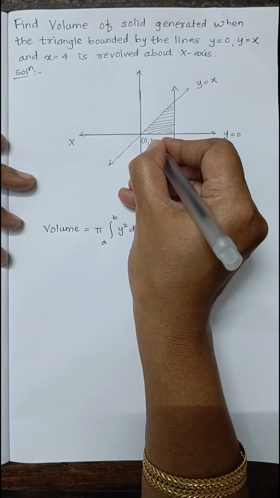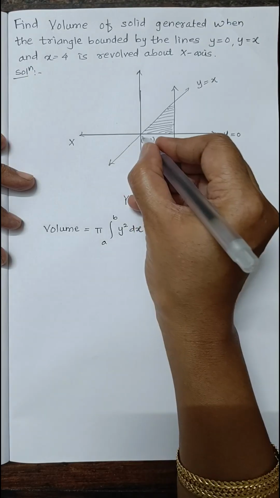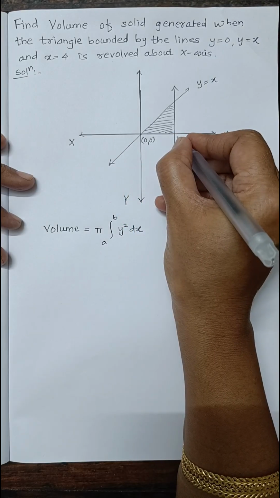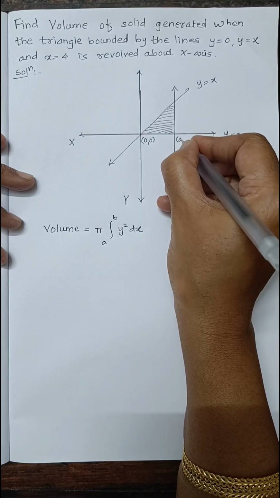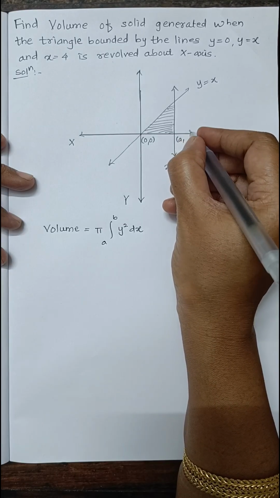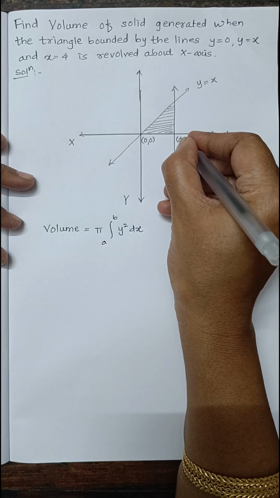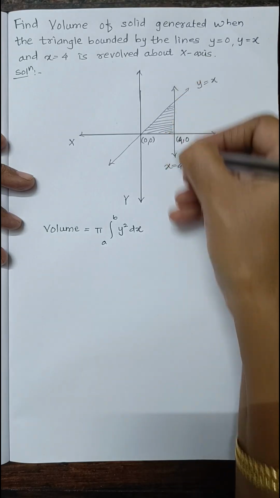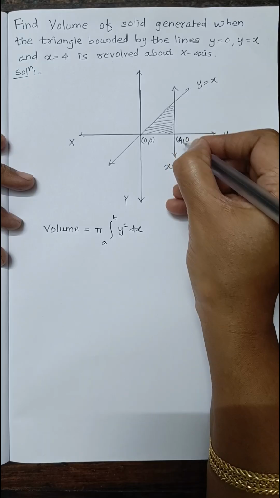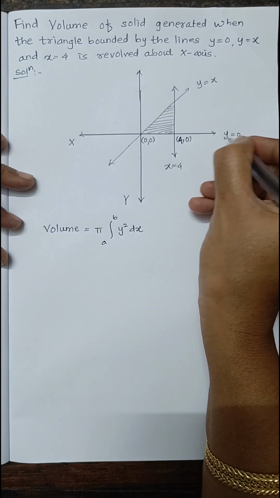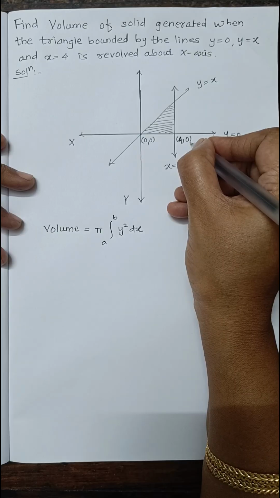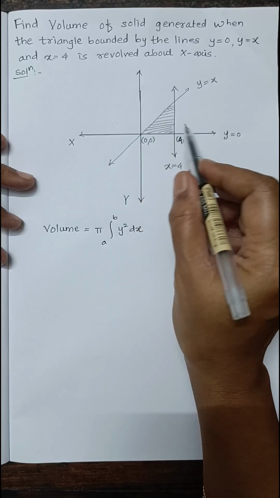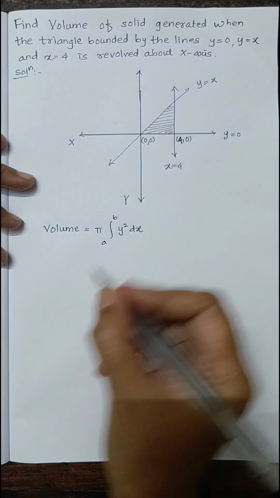This point is the origin 0 0, therefore here x is equal to 0 and it is increasing, and this point is 4 0. The line is x is equal to 4, therefore this point is 4 and it lies on the x axis, therefore the y coordinate is 0. This point is 4 0. Therefore the limit of x varies from x is equal to 0 to x is equal to 4.